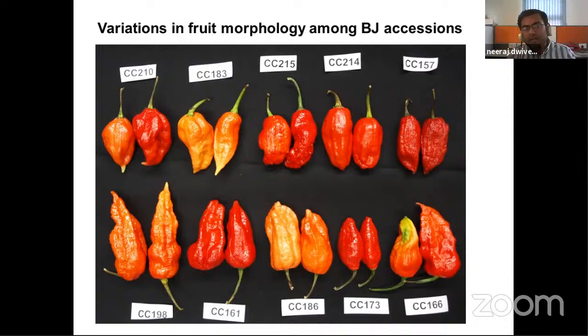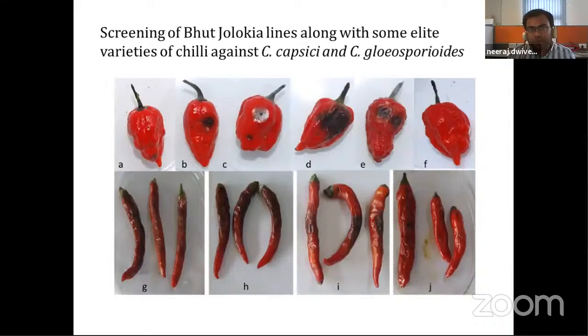So you can see in this slide there is a huge diversity present in the fruits of Bujulakia. Then we have done screening of Bujulakia against Colletotrichum capsici and gloeosporioides. This is showing in vitro screening using the fruit puncture method. You can see that there is so much diversity in resistance. Some of the Bujulakia lines showed very little resistance against the disease.